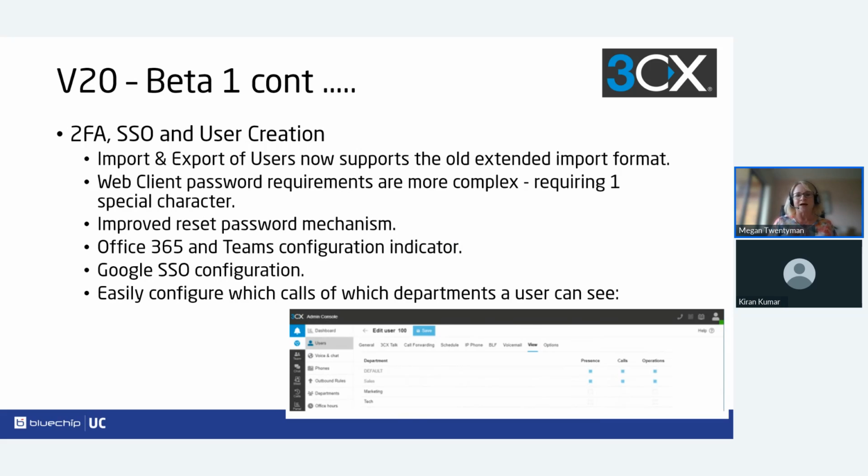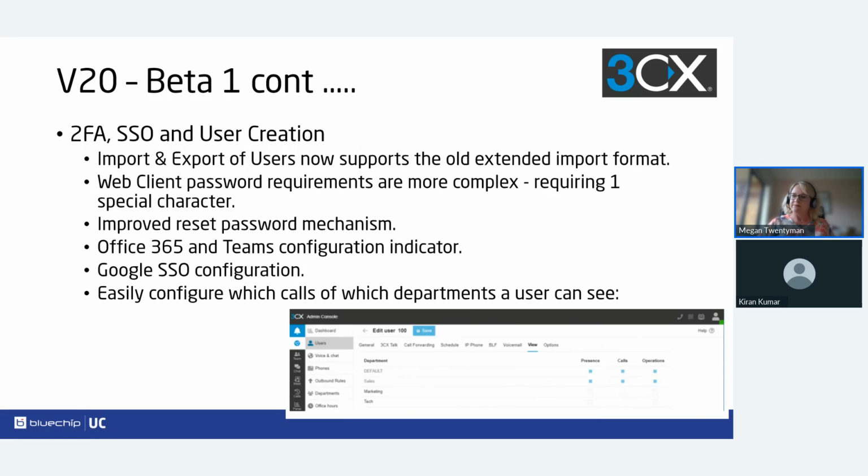I highly encourage our partners to be getting their customers to use password management solutions so that those passwords are secure, they are random, and they are hard to break, because people are always going to try and get into systems. There's also an improved reset password mechanism. I had to test that out myself because I forgot my password, bless my cotton socks. And then Office 365 and Teams configuration is another thing that is being worked on.